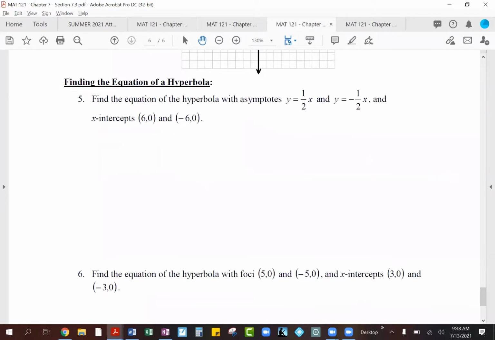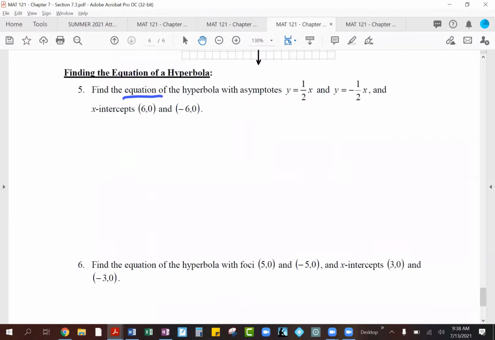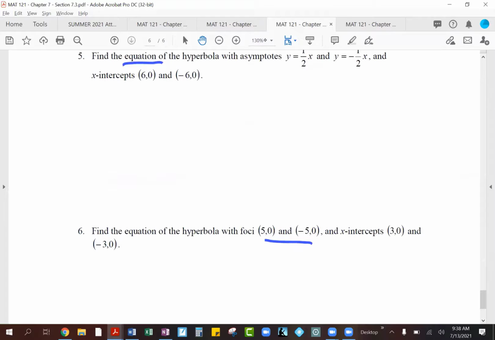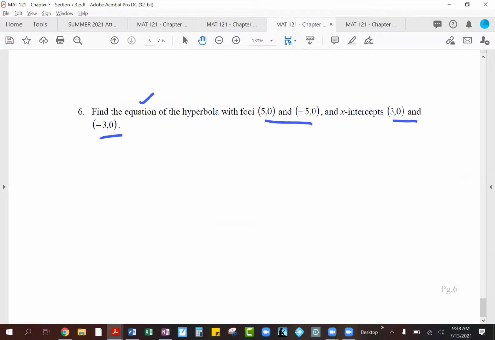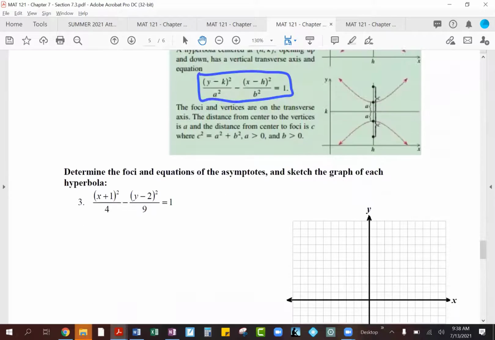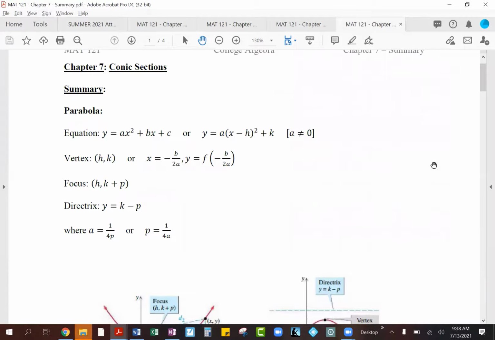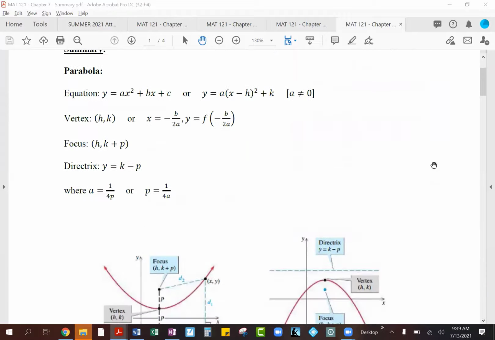And some examples, again, to show you, if you had some information like the oblique asymptotes and the x-intercepts, can you find the equation? Or you're given the foci and the x-intercepts, and can that help you find the equation of the hyperbola? Just something to help you practice algebraically also. This is the cheat sheet that I was talking about, and it is available to you in D2L. I've broken it down by each of the conic sections, so what types of equations they have.